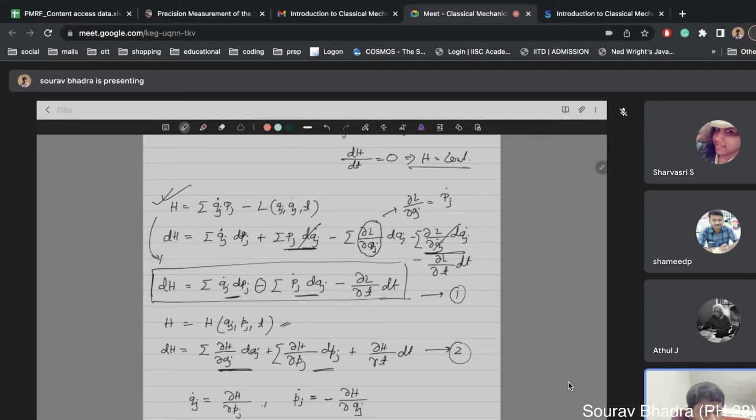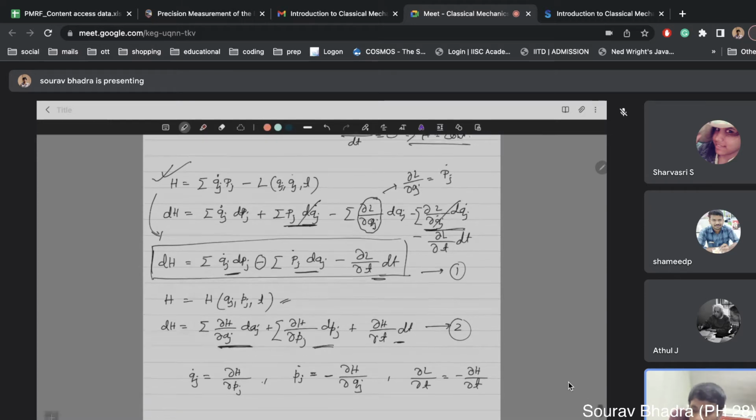And if we compare this time term, then it will give me del L del T is equal to minus del H del T. So these three are the equations of Hamiltonian. So remember, Qj dot is del H del Pj, Pj dot is minus del H del Qj, and this one.